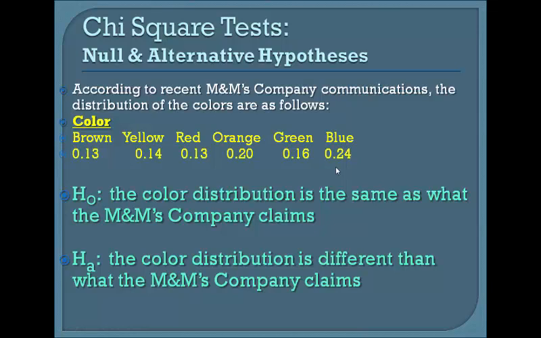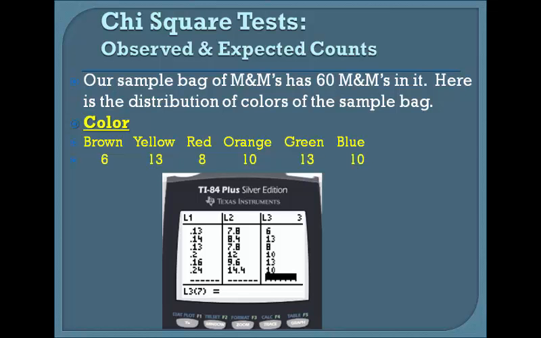How far from their claim would you accept before you concluded that their percentages were incorrect? As we have seen in the past, our observed counts come from the actual observations of your sample. So when you open up the bag and pour them out, what we see is our observed counts. To find the expected counts, simply multiply the number in our sample, in this case your M&M's bag, times the percent given to us by the M&M's company.